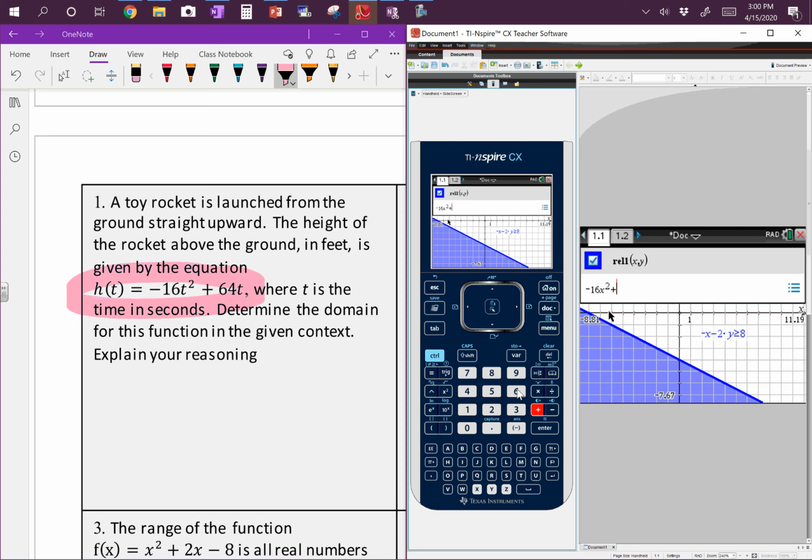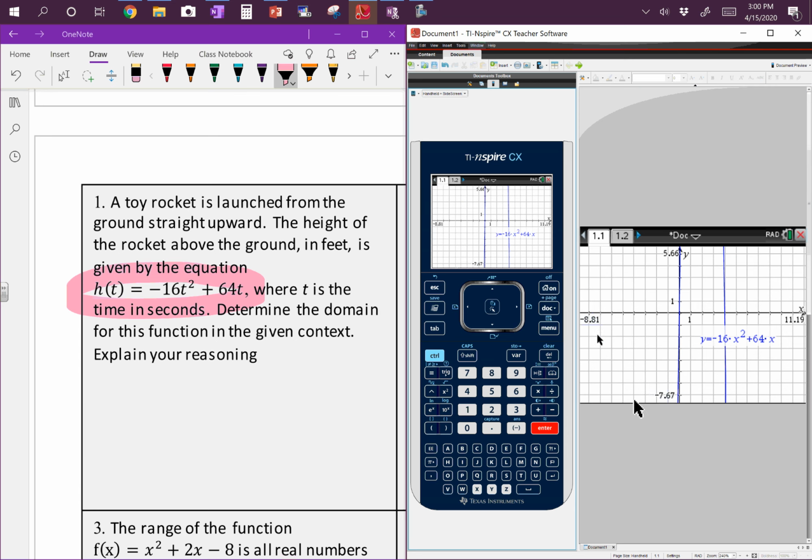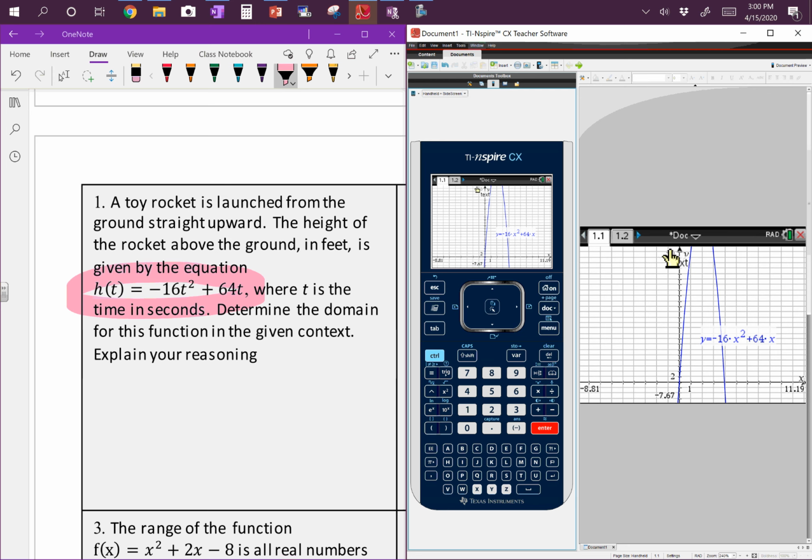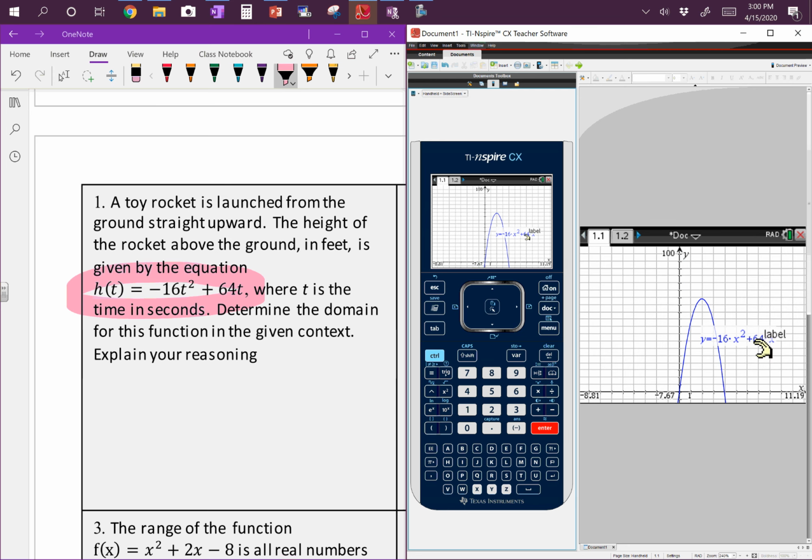Plus 64x. Notice I'm using x's, and this got to be a y in front. Okay, that does not look pretty. And it does go up to 64-ish, so let's go up to 20. Oh, no. I was right, it's got to go higher. 50? Nope. 100. Yay! Look at that, our beautiful parabola.